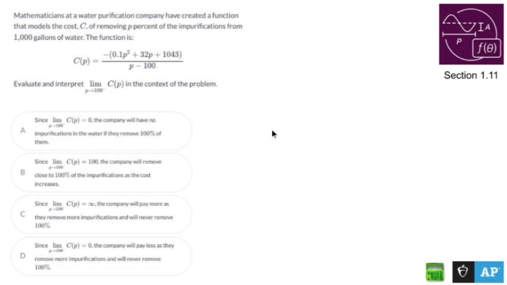All right, so according to the picture that we got, we have this rational looking thing where magic happens at 100, which makes sense because at 100, bad news happens. We care about what's happening coming from the left side. So coming from the left side, we go up to positive infinity. So looking at all of our options here, no, no, yes, no, and here's why. The company will pay more as they remove more impurifications and will never remove 100%, which makes sense. You're never going to remove 100%. So that's what we get for this one. Kind of a tricky problem, very strange indeed, but we did it.